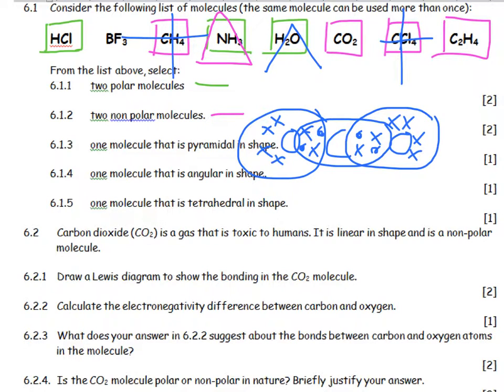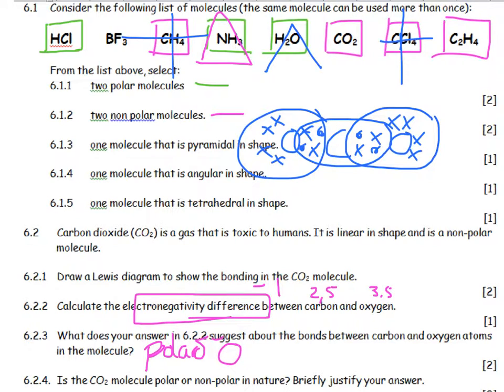Calculate the electronegativity difference between carbon and oxygen. And what you find is that the carbon has got an electronegativity of 2,5 and oxygen of 3,5. Therefore, the electronegativity difference is going to be equal to 1. What does your answer in 6.2.2 suggest about the bonds between them? They are polar bonds, okay, because there's an electronegativity difference between them, with the oxygen being slightly negative and the carbon being slightly positive. That's what we learn from that particular piece of information.